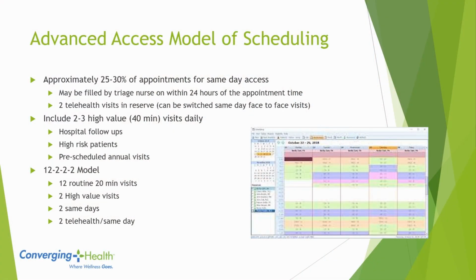One of the models that we're promoting is the idea of a 12-2-2-2 model, where you have 12 routine visits set throughout your day. You also have 2 high value visits, which are 40 minutes long, to allow you to have more complex patient visits and care coordination visit work done with those patients that are high risk. And then having 2 routine face-to-face same-day visits, and then 2 telehealth same-day visits, to give patients the option to be seen either remotely or on site, depending on their needs. So overall, there are 4 same-day visits available on an 18-visit schedule.